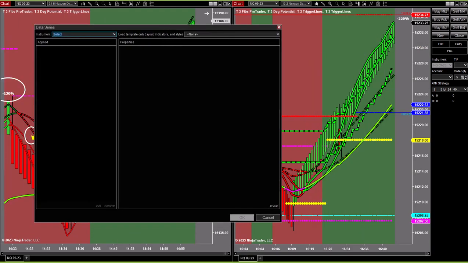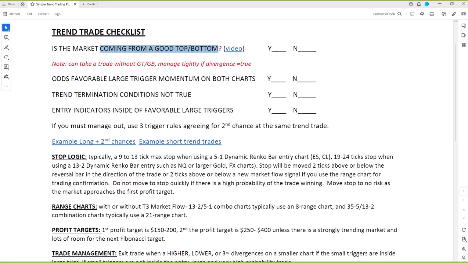So before I do this, and if anybody's going to leave, when we talk about trend trade rules, is the market coming from a good top or bottom? I want everybody to say, was there a line there? Was there divergence there? And are my trigger lines strong? You can have a line and strong trigger lines, and that's good. Throw a divergence in for good measure, and it adds a lot of power to it. Everybody okay with that?